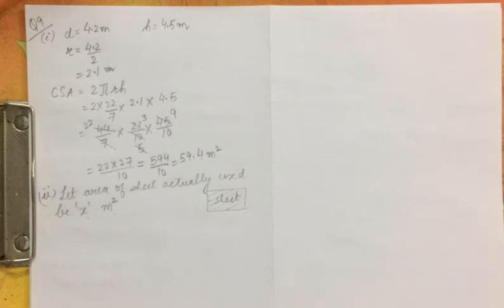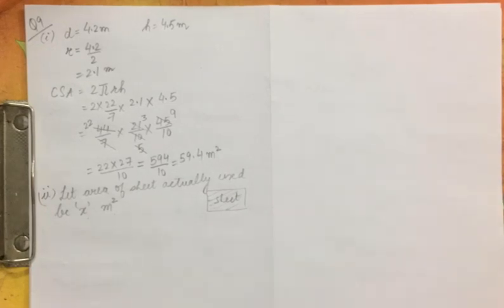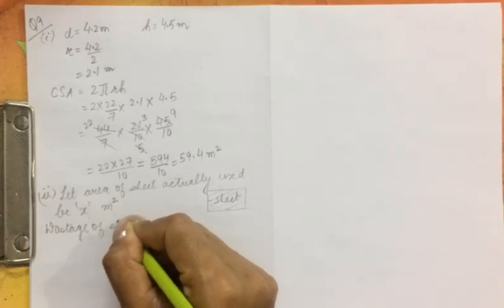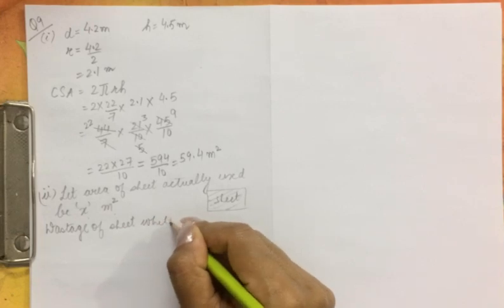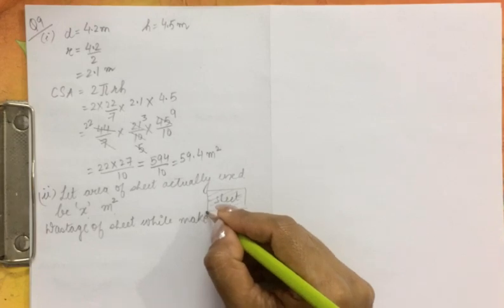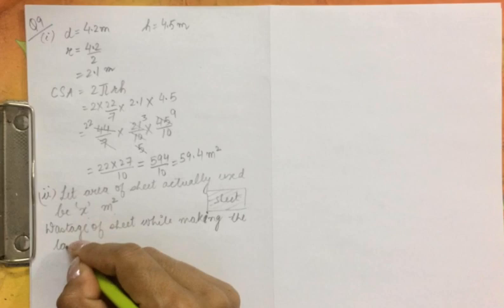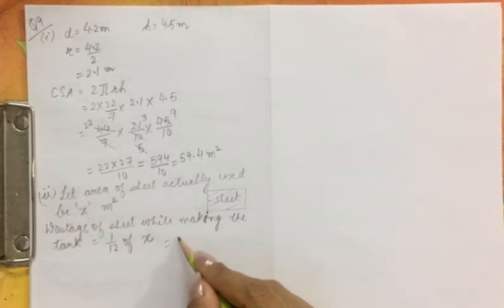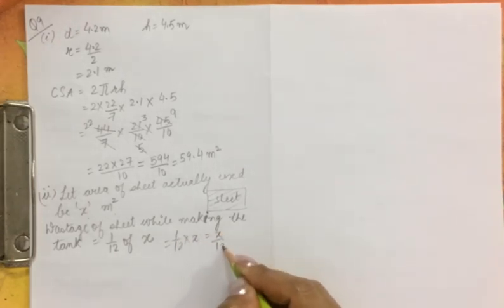Now what happened when the sheet was used to make the tank? There must be some cutting and welding and wastage. So for that they have given the wastage. How much wastage happened? It is 1/12 of the area of the sheet. So the wastage of sheet while making the tank is given as 1/12 of x. So this will be 1/12 into x, which is x/12 meter square.